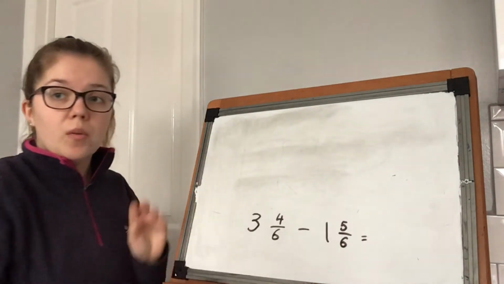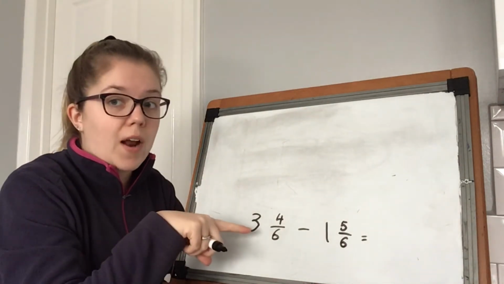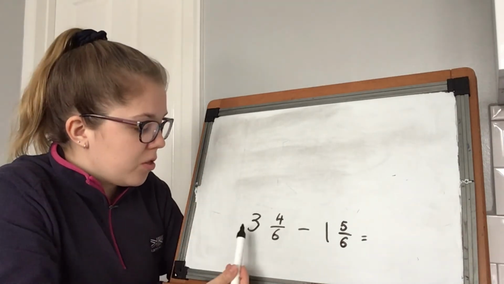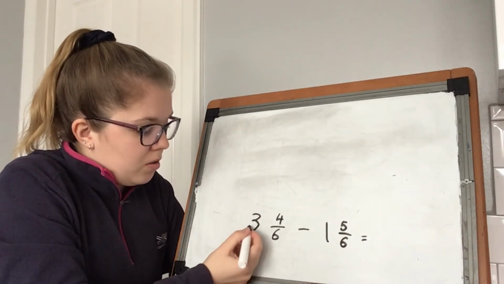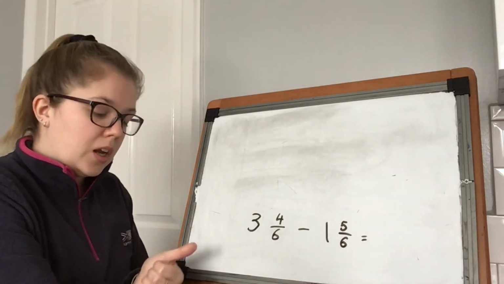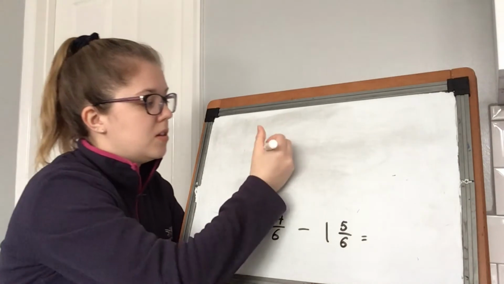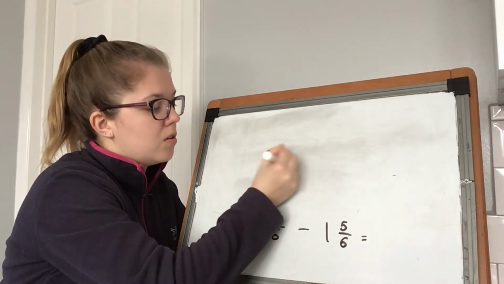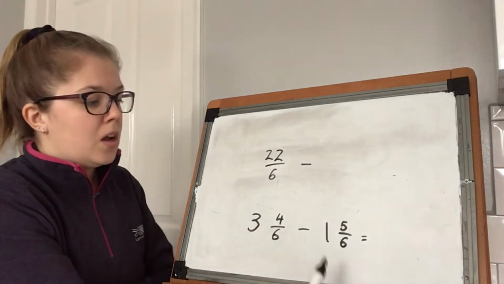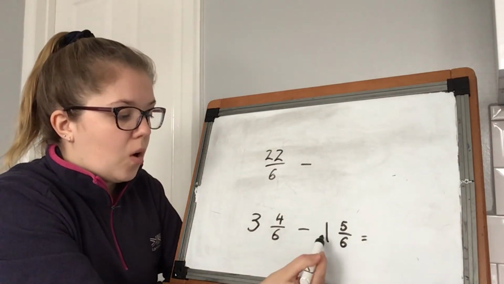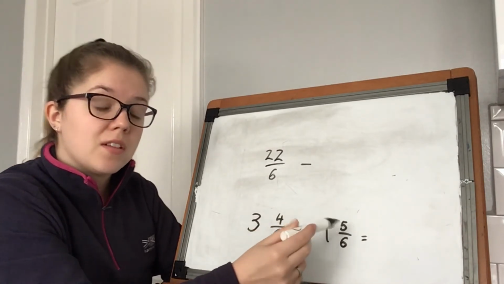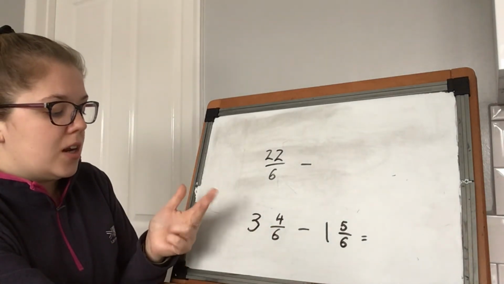This time we're going to put them into improper fractions. Remember when we convert from mixed number to improper fractions? So if I've got 3 and 4/6, I've got 3 times 6, which is 18, add my 4 that are left over, 19, 20, 21, 22. So I've actually got 22 sixths like this, and I'm taking away. Now my 1 and 5 sixths, I've got one whole, so 1 times 6 is 6, add the 5 that's left over, 7, 8, 9, 10, 11.